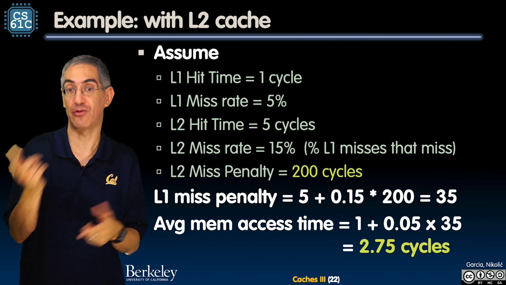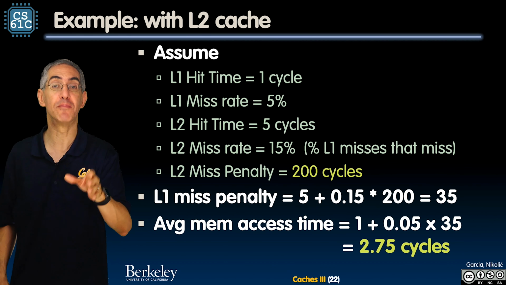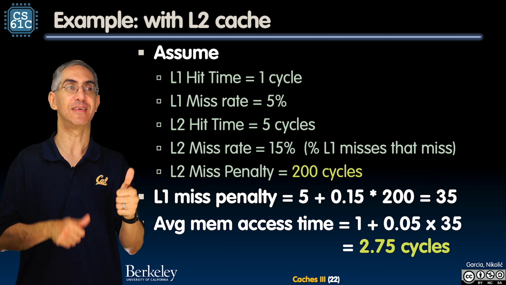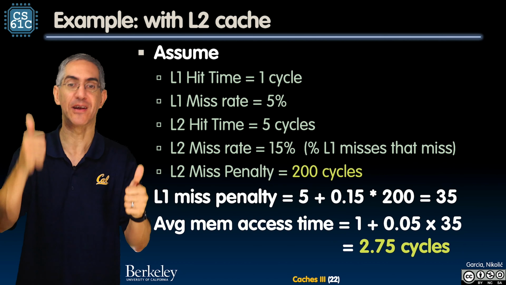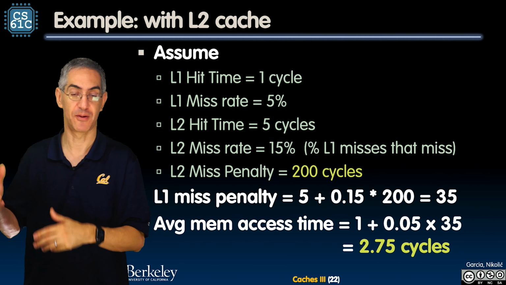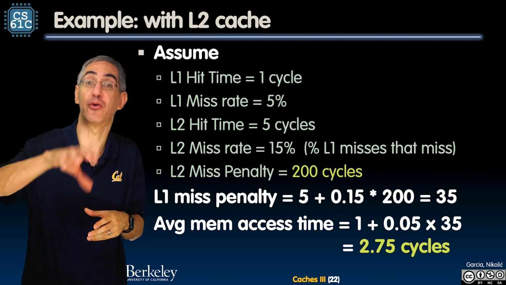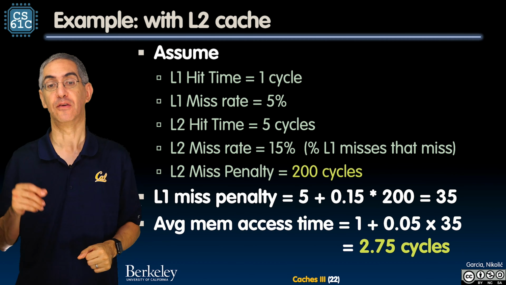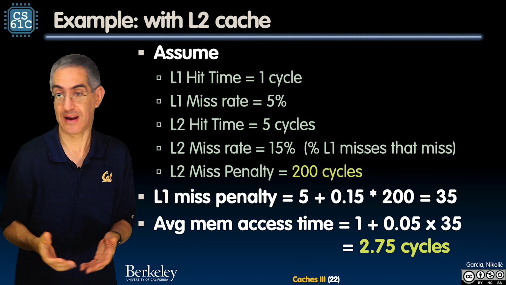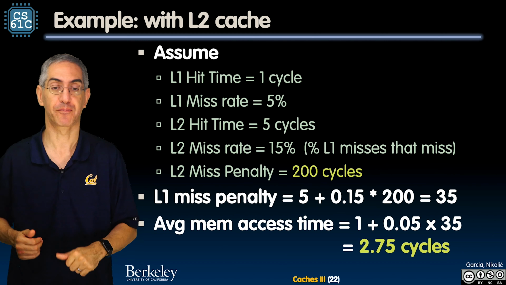So these are the terms. I plugged them into the equation I showed you 3 slides ago. So what's the L1 miss penalty? Well, it's the L2 hit time plus the L2 miss rate times the L2 miss penalty. That's 5 plus 0.15 times 200, which is 35. Okay, so that's the L1 miss penalty. If you miss L1, you're paying 35. You used to pay 200. L2 miss penalty means if you have to go to Sacramento, it's 200. Now I'm only paying 35. I'd rather pay 35 than 200 to Sacramento.